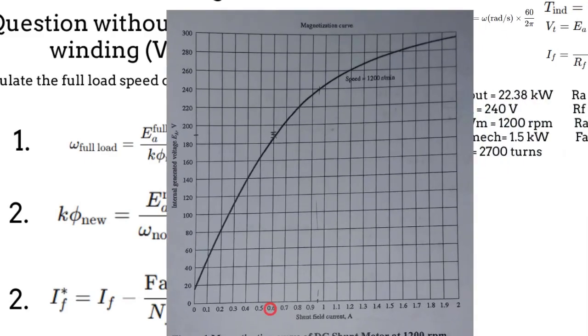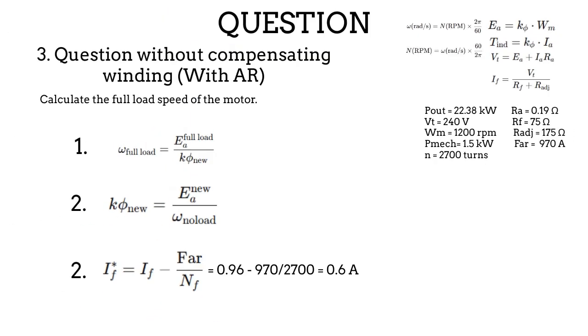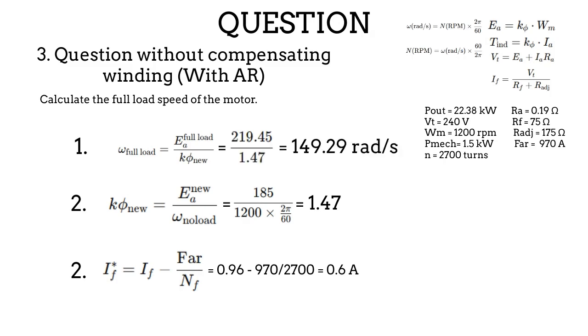Since IF equals 0.6 ampere, the EA value from the graph is 185 volt. Once we obtain EA new, we can use it to calculate the new K flux. The value of K flux new is 1.47. Then we can find the speed, that is 149.29 radian per second.